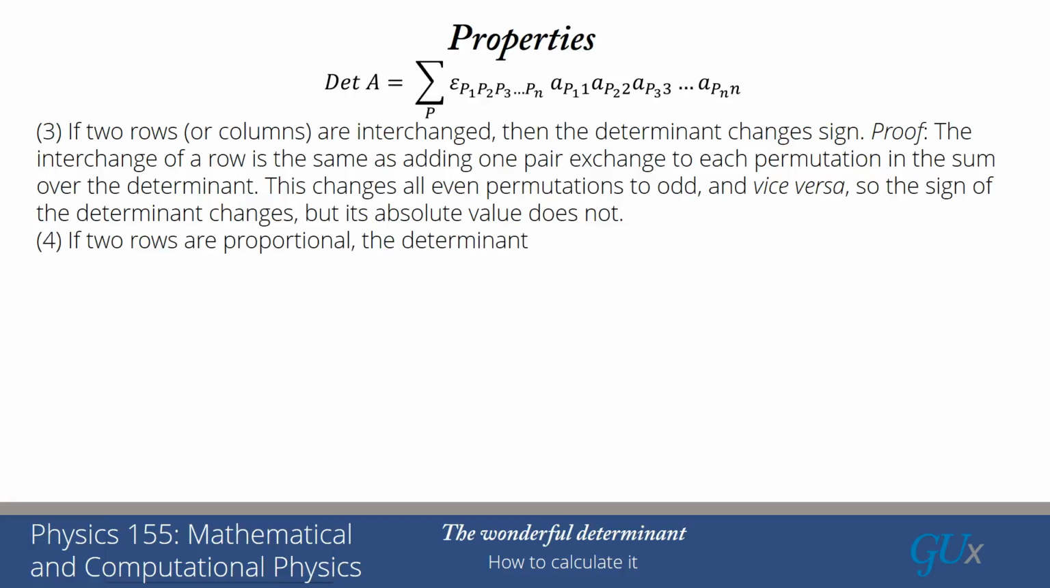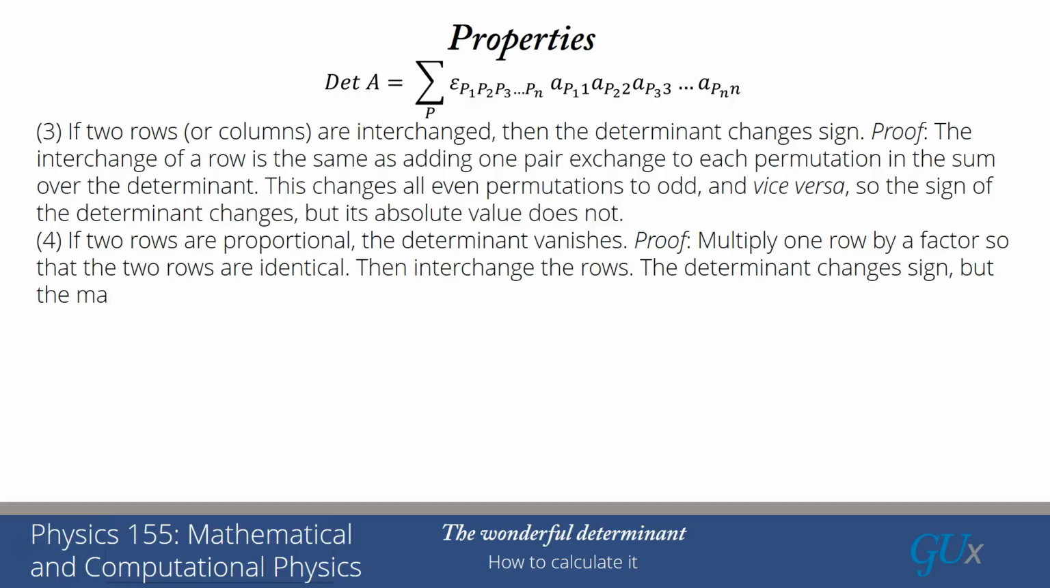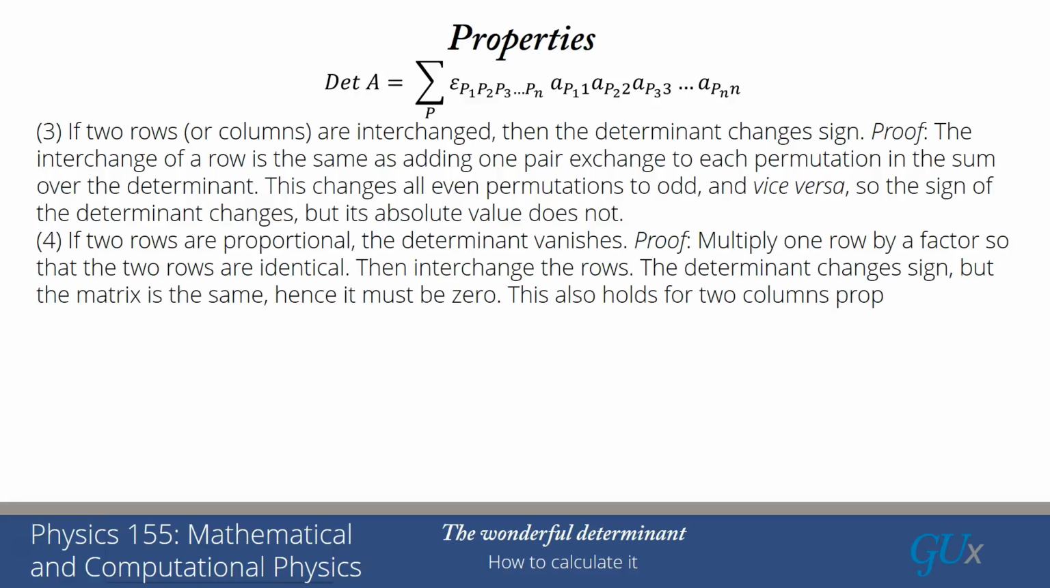Now, the next property is one that at first might seem difficult to prove, but if two rows are proportional, then the determinant vanishes. And it turns out this proof is also fairly easy to do. What we do is we're going to multiply one of the rows by a factor so that the two rows become identical. Now, if I have two identical rows, if I interchange them, the matrix doesn't change, so the determinant can't change. But by the property number 3 that we just showed, the determinant does change sign. So we learned that the determinant of A is equal to minus the determinant of A. Well, that can only hold if the determinant is 0. And so if two rows are proportional, the determinant will be 0. And this will also hold if two columns are proportional as well.